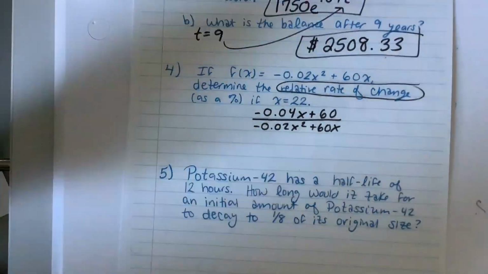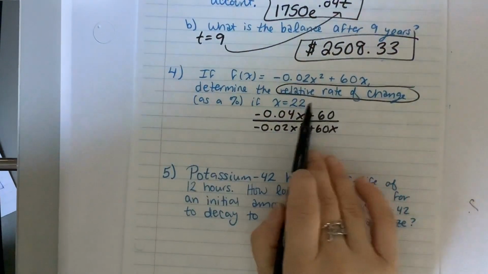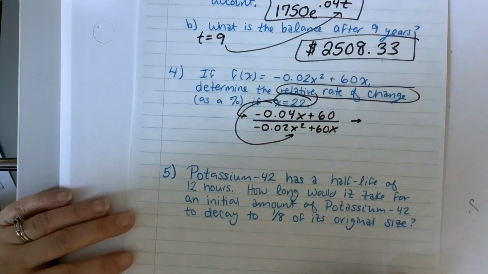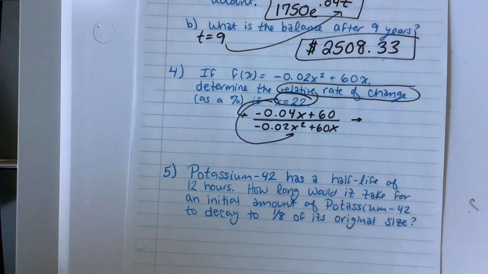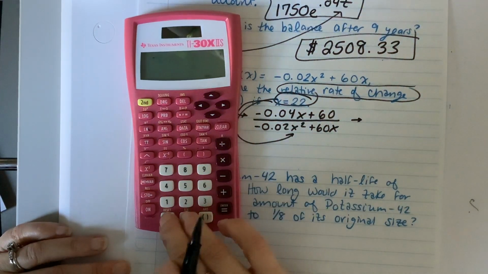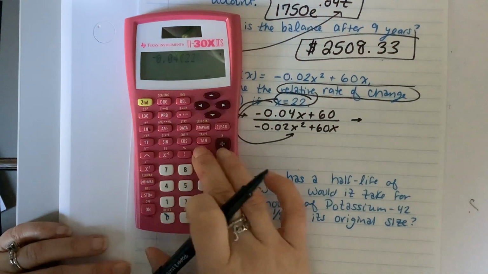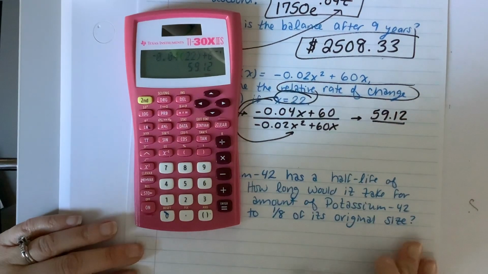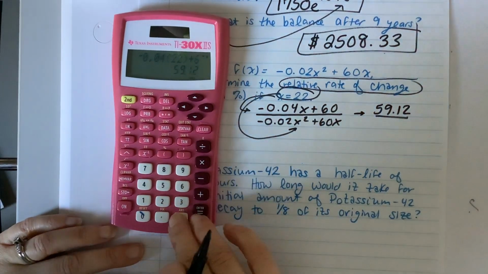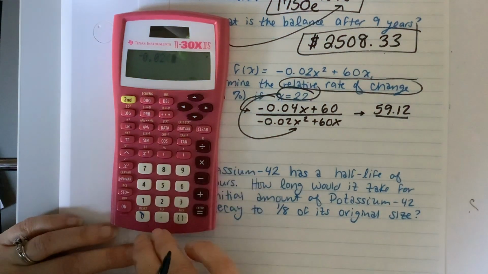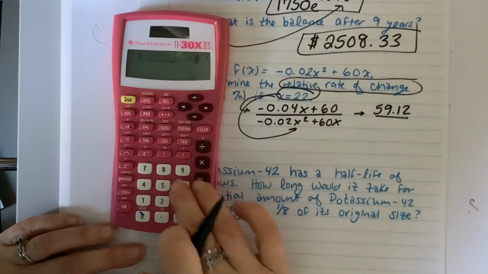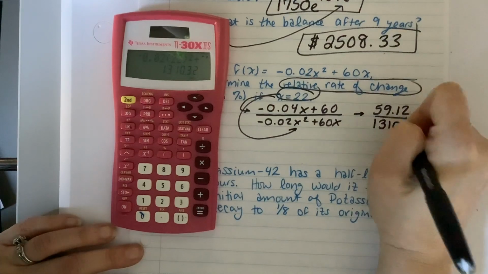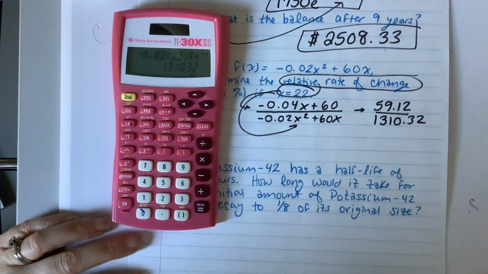Now they said find the relative rate of change when x is 22. So we just take the 22 and fill it in for x. What I do is fill it in just the top and then just the bottom. Negative 0.04 times 22 plus 60, I have 59.12. Now fill it into the bottom. Negative 0.02 times 22 squared plus 60 times 22, 1,310.32. Is that what you guys got?